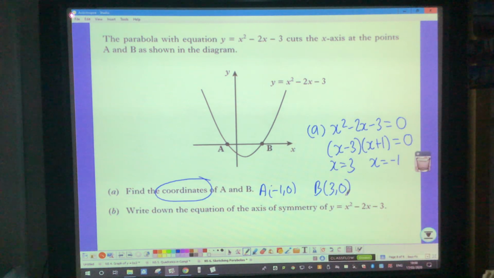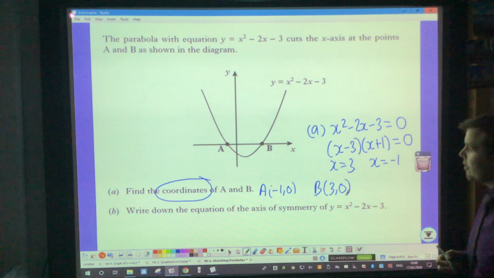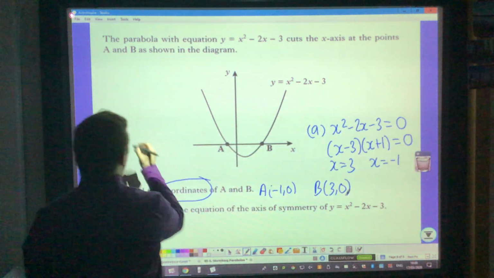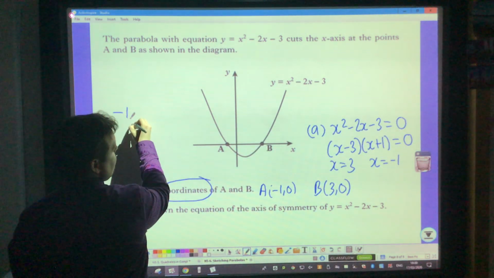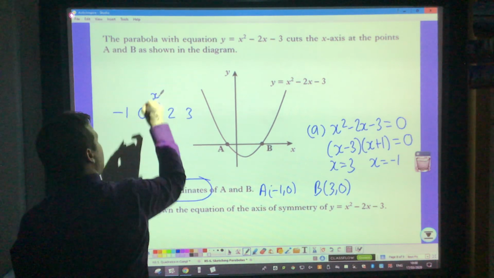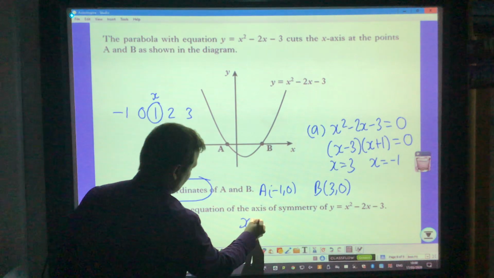Okay, write down the equation of the axis of symmetry. Remember, that is the x coordinate of the turning point. So there's two ways to go about doing it. With this form, you could do -1, 0, 1, 2, and 3 and see that the x coordinate's 1 that way. So you could state x equals 1.